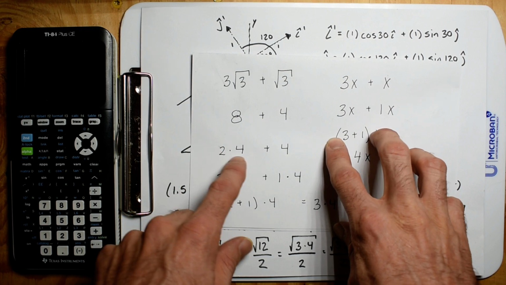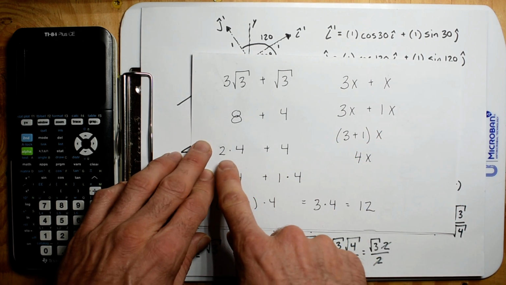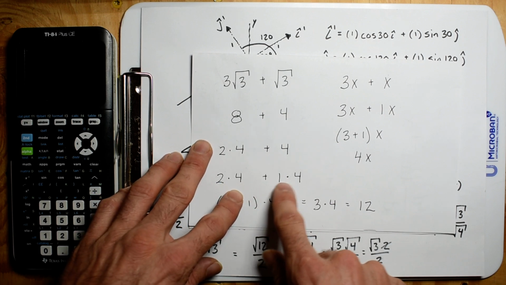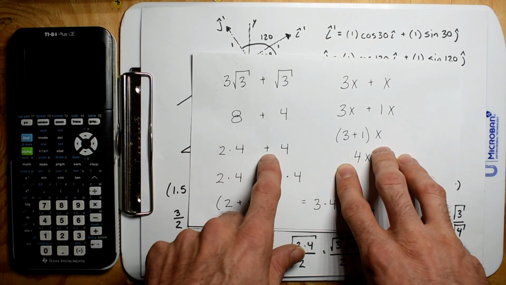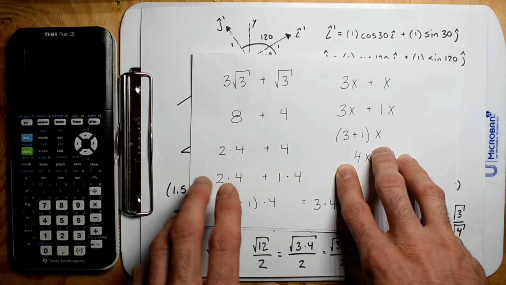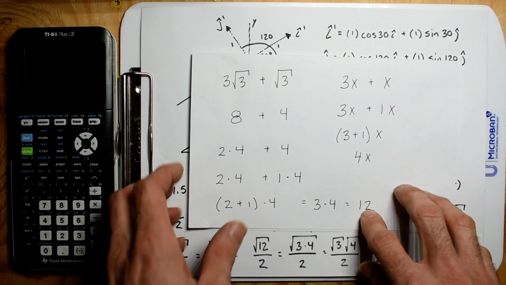You can say this is 2 times 4 plus 4. And then you're going to say, well, this is also 2 times 4 plus 1 times 4. See how I put the 1 in there? And now we got 2 whatevers plus 1 whatever. So we're going to have 2 plus 1, we're going to have 3 whatevers. And we get 12.